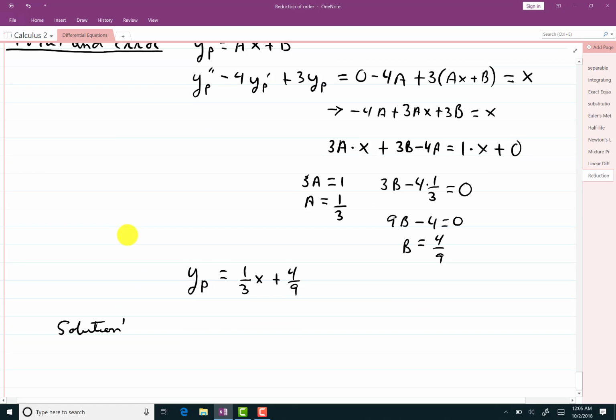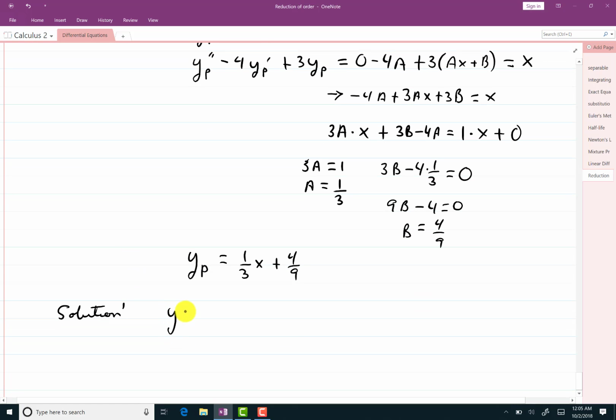So my solution, remember, looks like this. Y equals y sub p plus y sub c. So it equals 1/3 x plus 4/9 plus c1 e to the x plus c2 e to the 3x.